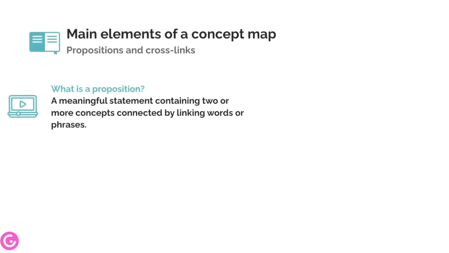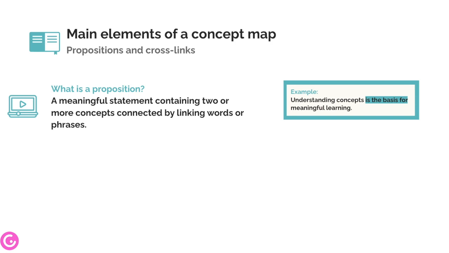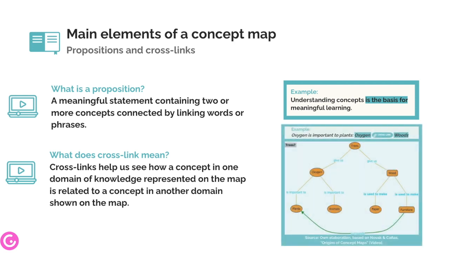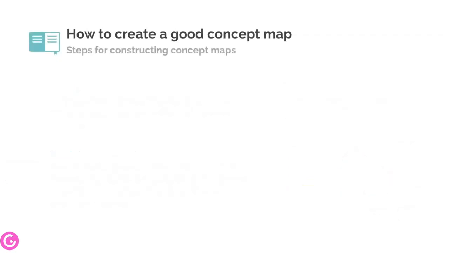What is a proposition? A meaningful statement containing two or more concepts connected by linking words or phrases. For example, understanding concepts is the basis for meaningful learning. What does crosslink mean? Crosslinks help us see how a concept in one domain of knowledge, represented on the map, is related to a concept in another domain shown on the map. For example, oxygen is important to plants is a crosslink that joins the subdomain that contains oxygen with that of the concept woods.